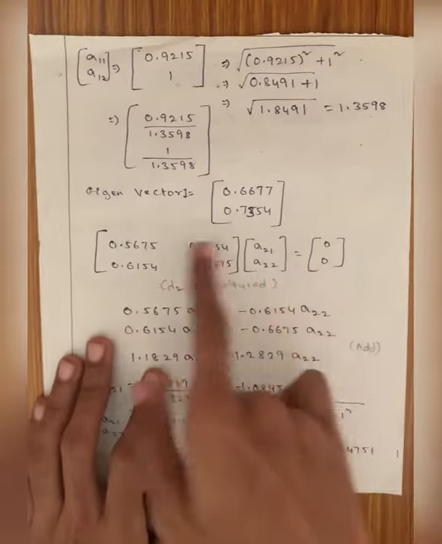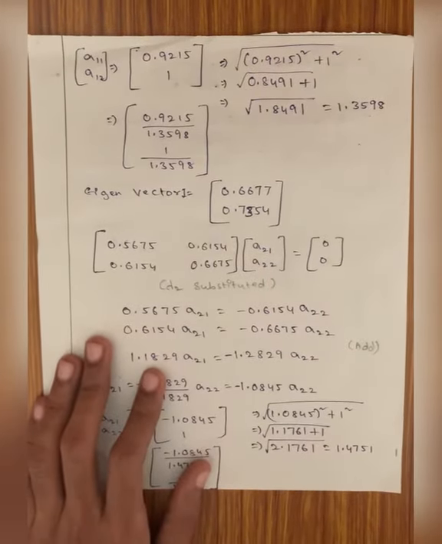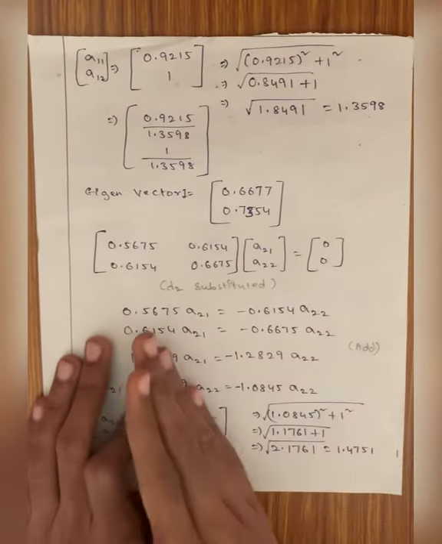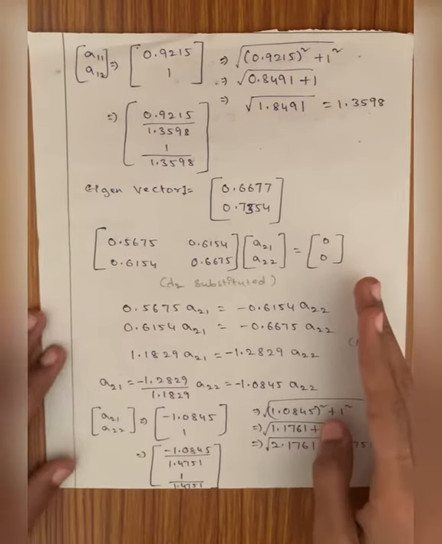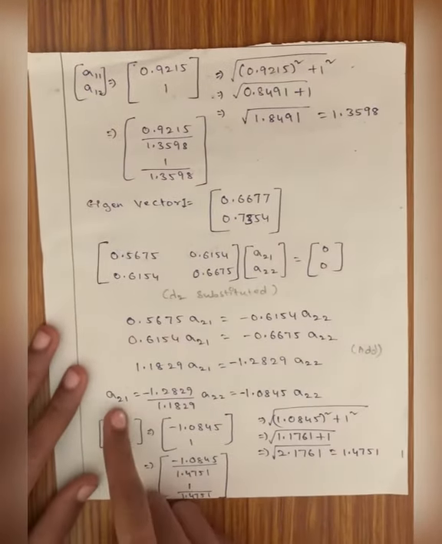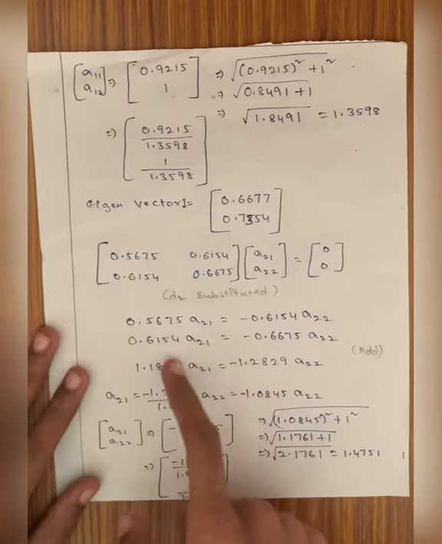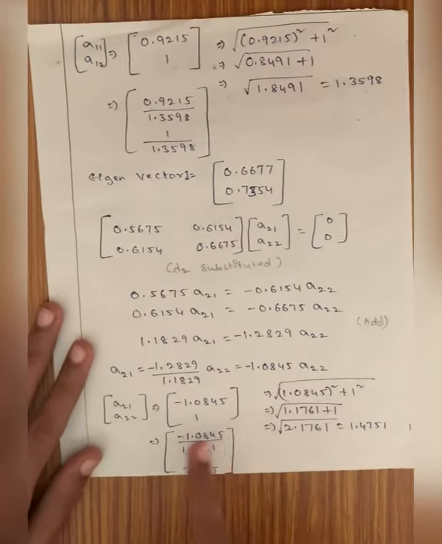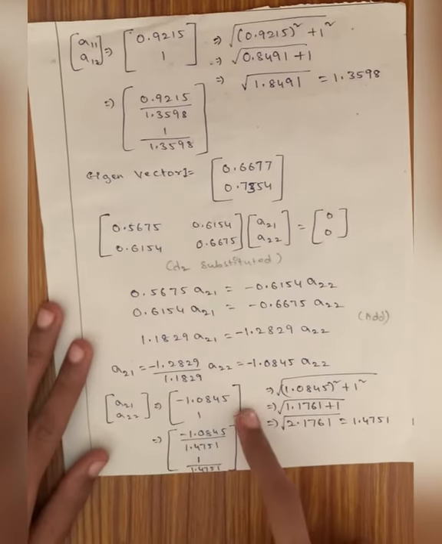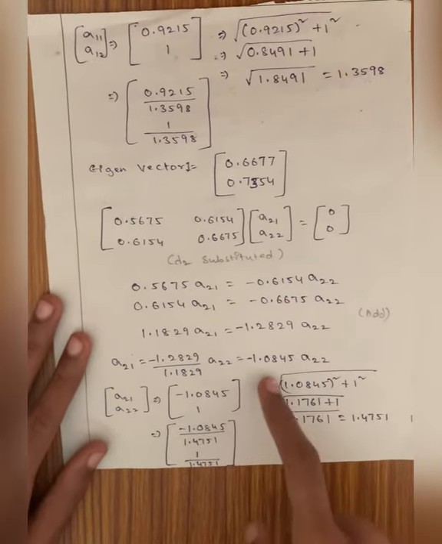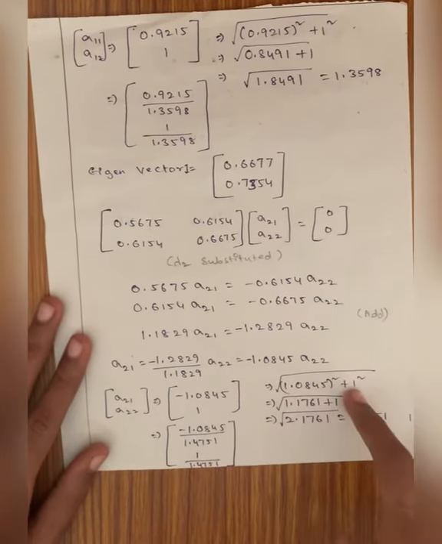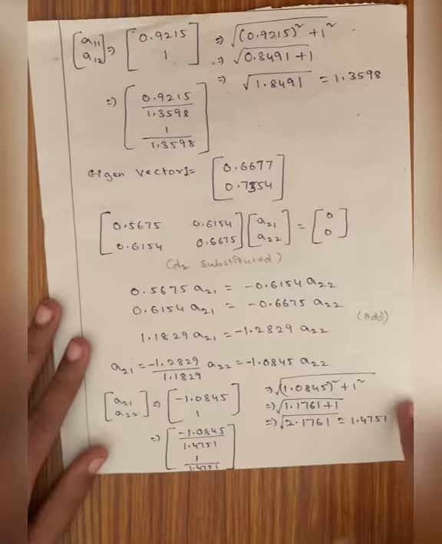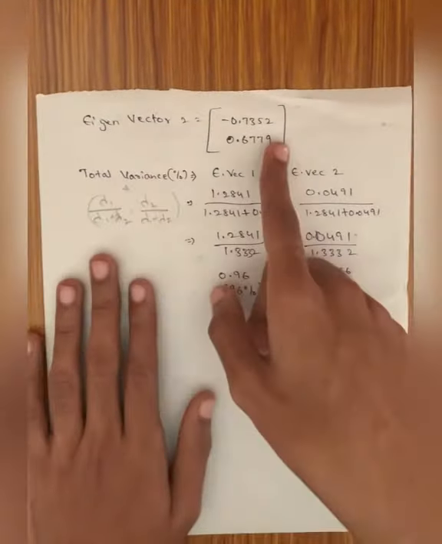We will take the product of both of the eigenvectors and we will get the equation. We will send one of them to the right hand side. Then finally we will find the A21 by sending the left hand side numbers. So finally you will get minus 1.0845 and 1. Same procedure again, root of A21 whole square plus A22 whole square is taken. We will divide this with the eigenvector and finally we will get the second eigenvector.